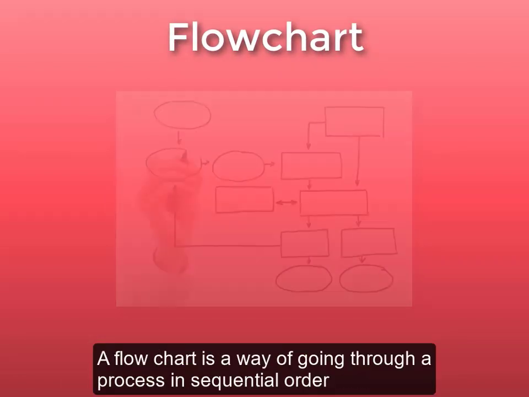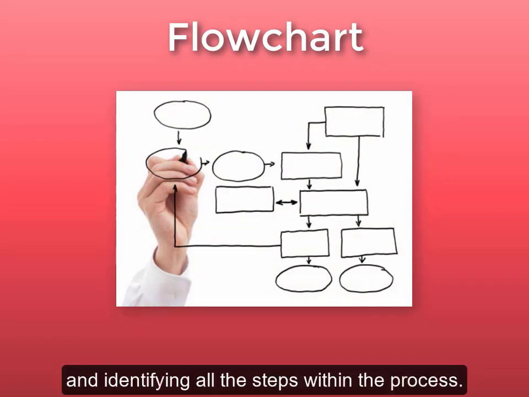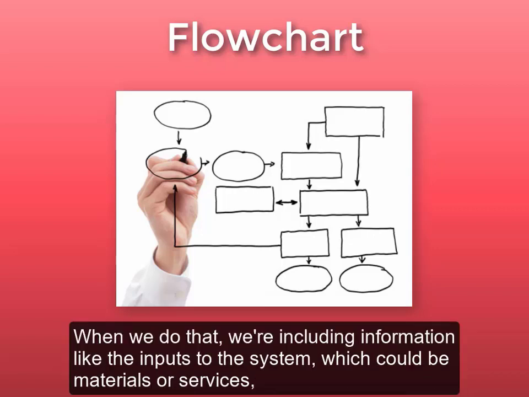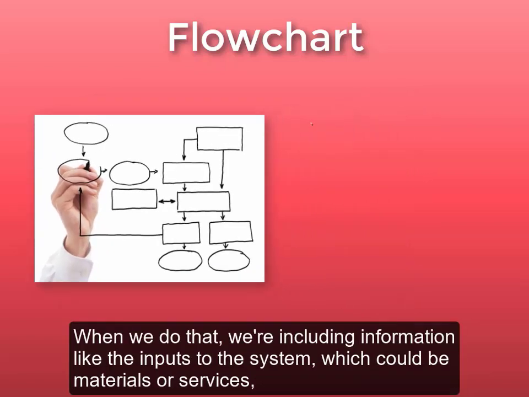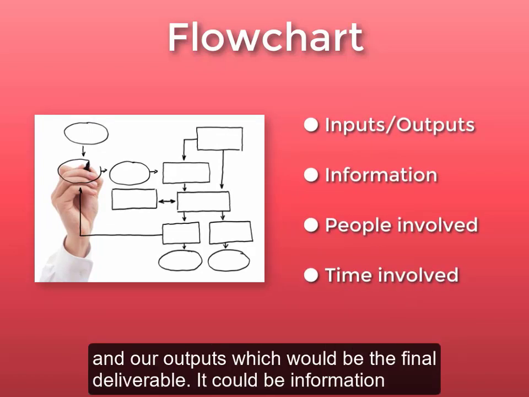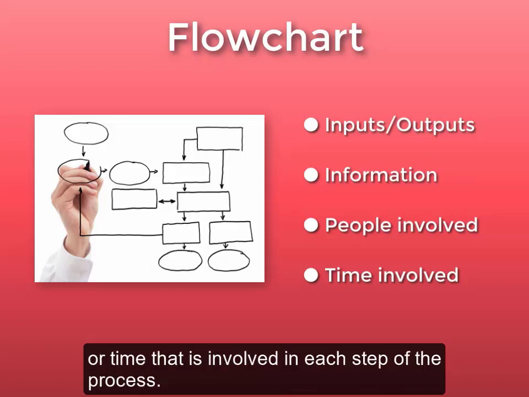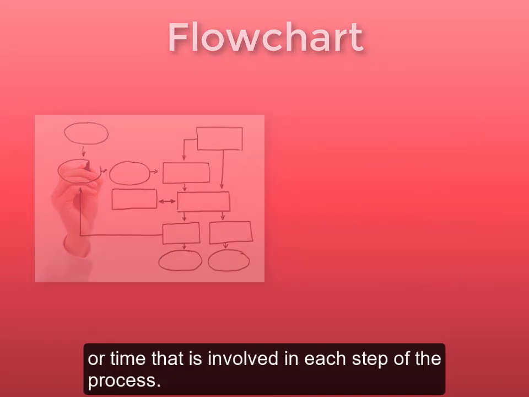A flowchart, which you've also probably heard referred to as a process flowchart or a process flow diagram, is a way of going through a process in sequential order and identifying all the steps within the process. So when we do that, we're including information like the inputs to the system, which could be materials or services, and then our outputs, which would be the final deliverable. It could be information that happens on the process. It could be people that we're bringing into the process or time that's involved in each step of the process.